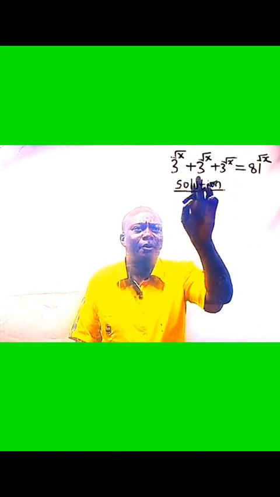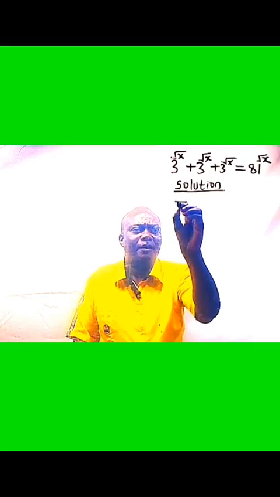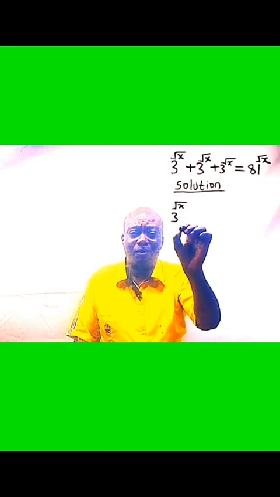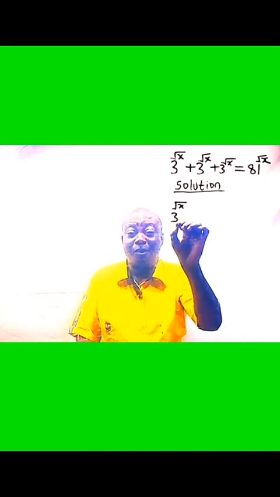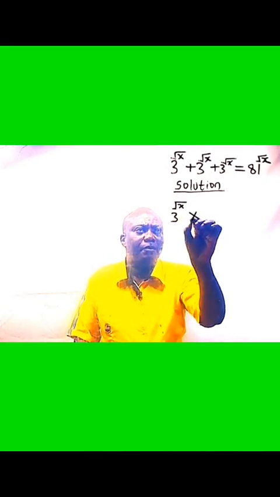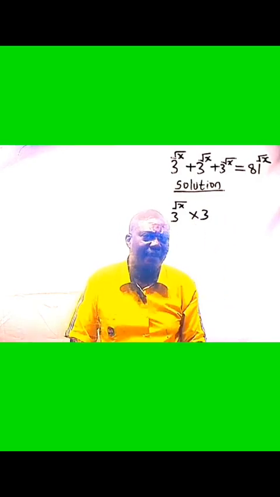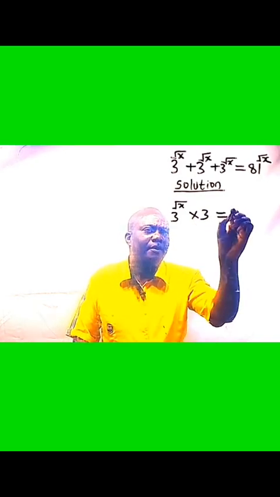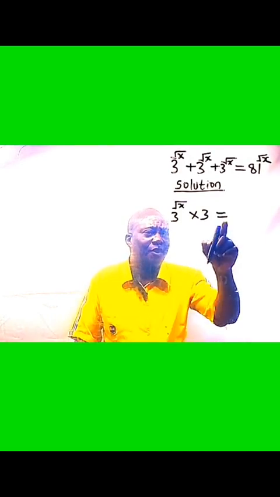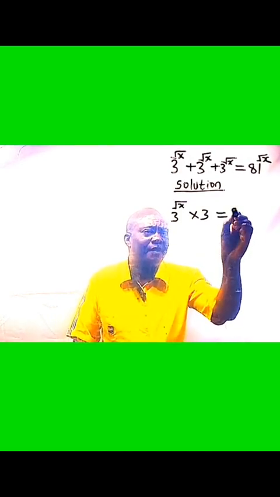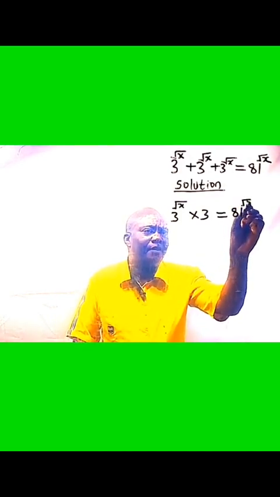So instead of writing them all, what you can do is just write 3 to the power root x multiplied by 3, which will give us 81. This 81 is this to the power root x.